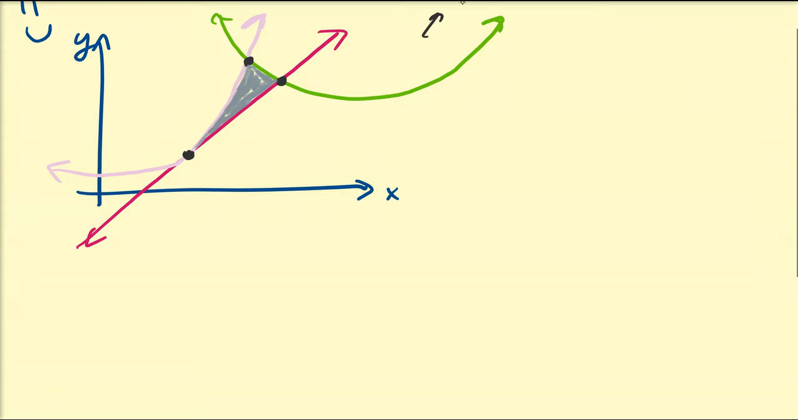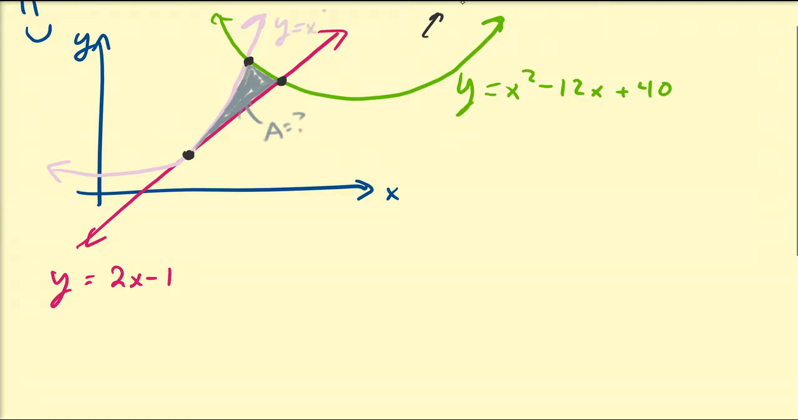So how can we find that integral or that area? Alright, so let's give these curves some names here. Let's call this line y is equal to 2x minus 1. Let's call this green curve y is equal to x squared minus 12x plus 40. And let's call this other parabola y is equal to x squared.